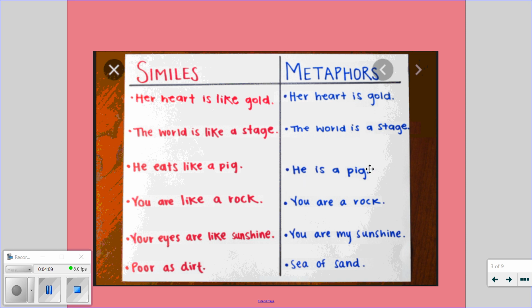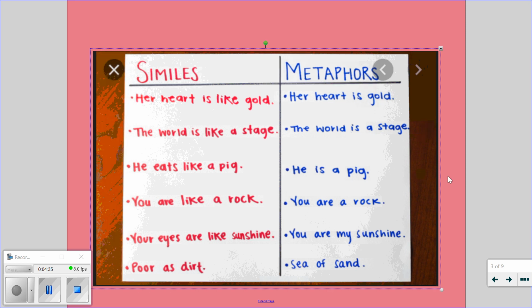And this one metaphor kind of changes the understanding or the meaning of this, because when you say he eats like a pig, that means he's eating very messy. But when you say someone is a pig, he is a pig, that means they're sloppy, they're messy. Maybe you would say their room's a pigsty. Some of you might have heard the book or listened to the book or read the book Pigsty by Mark Teague. That book talks a lot about this metaphor right here.